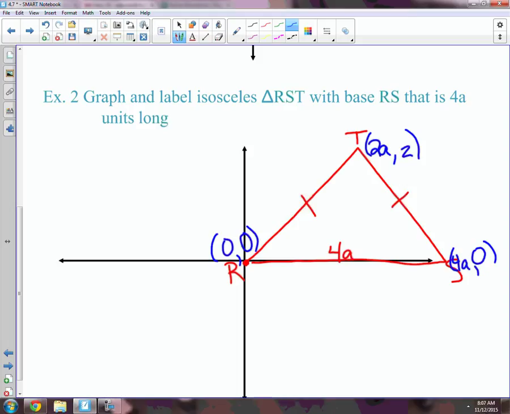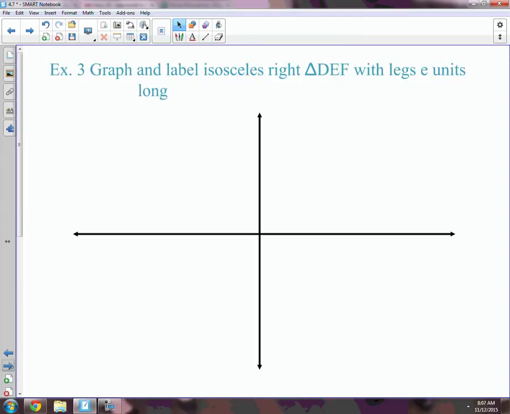Okay, let's try another one. Let's do an isosceles right triangle. So we've done a right triangle, we've done an isosceles triangle. Let's do an isosceles right.